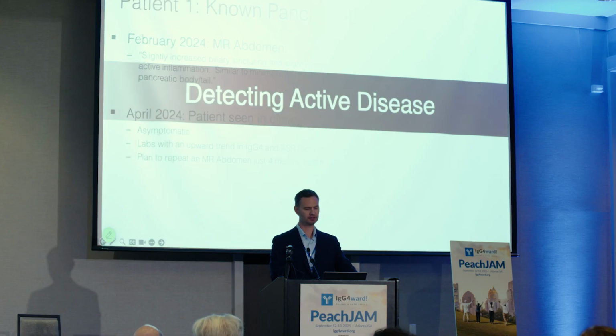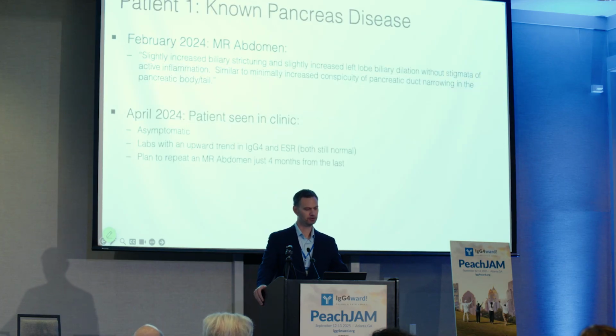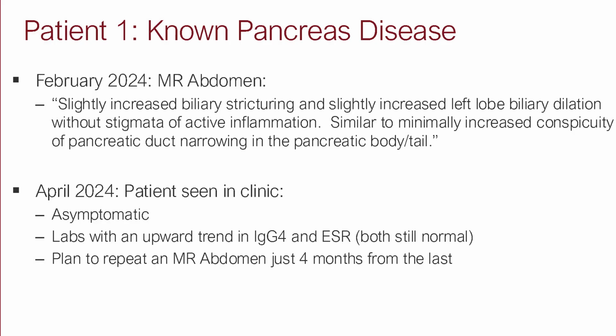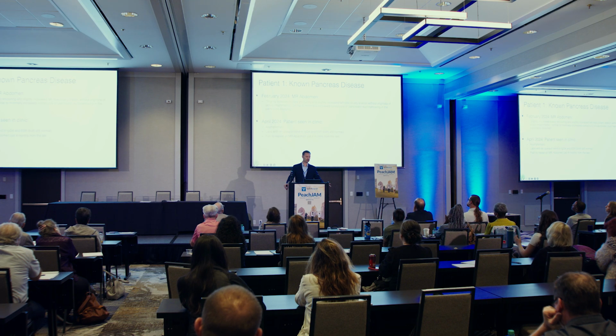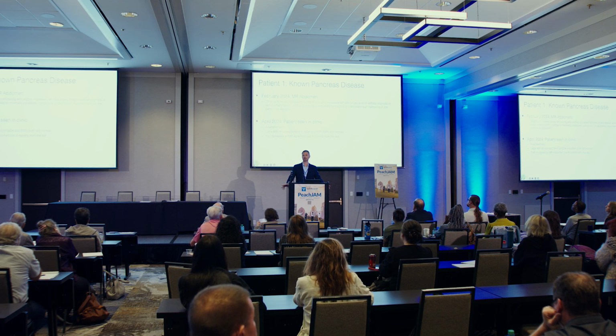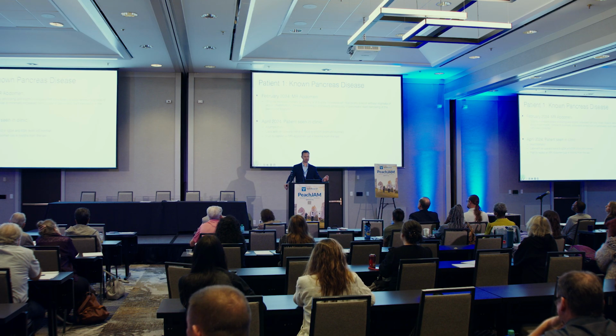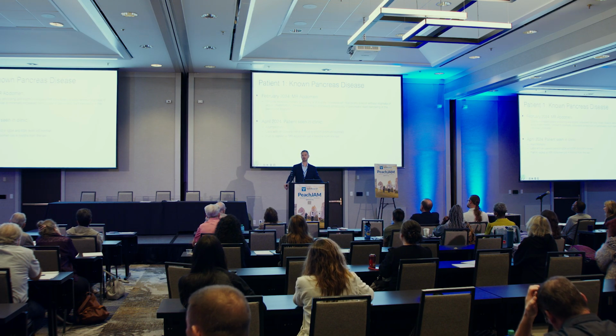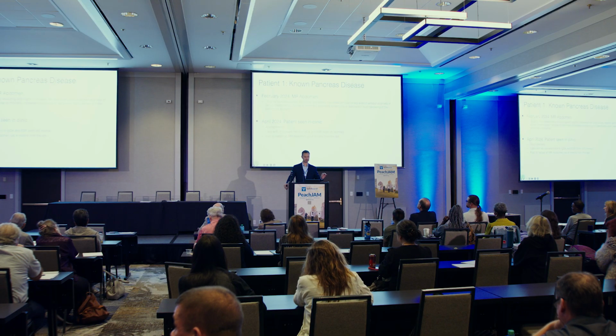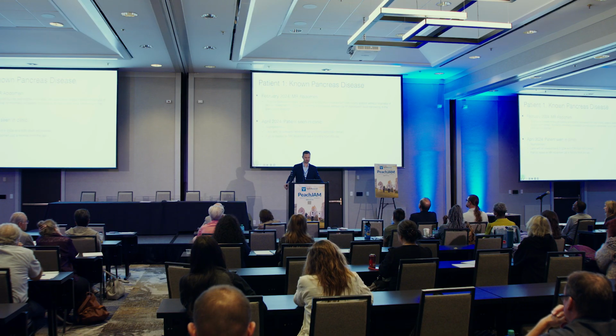So a couple examples. This is a patient of mine who has known pancreas disease. He was treated initially with rituximab, never had an elevated IgG4 serum level, even at presentation, but very clear pathology and imaging, and we've been following him. I still continue to get IgG4 levels even though it was normal. He had a routine surveillance MRI in February of 2024 that showed just a slight increase in some narrowing in the bile ducts, and also just, I love these terms, increased conspicuity. So just a little suspicion there that something's going on.